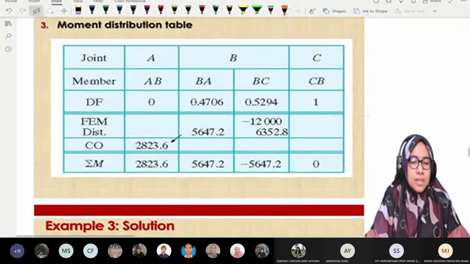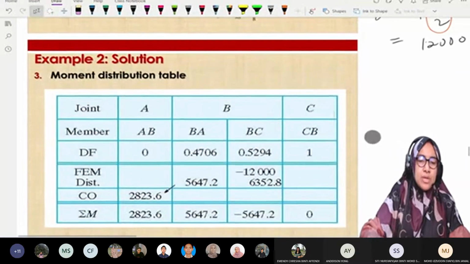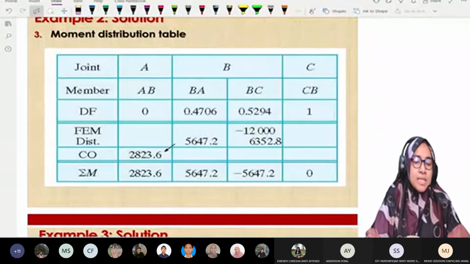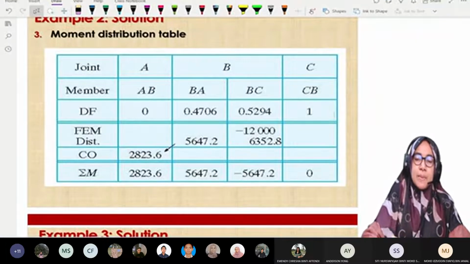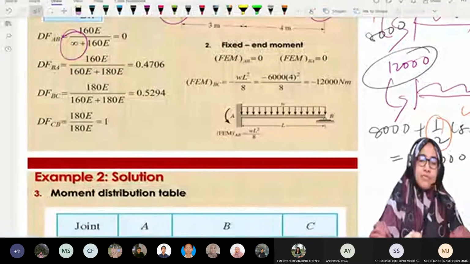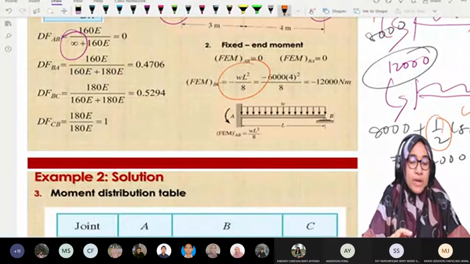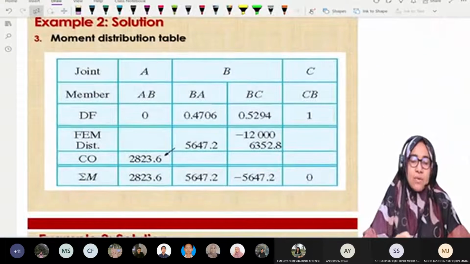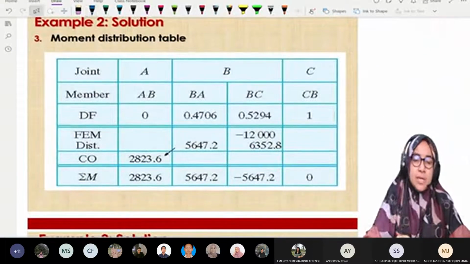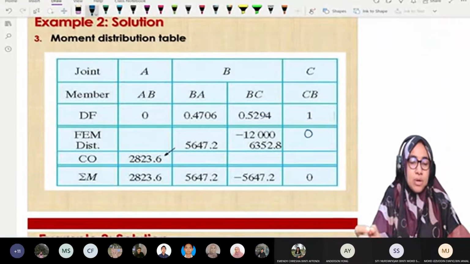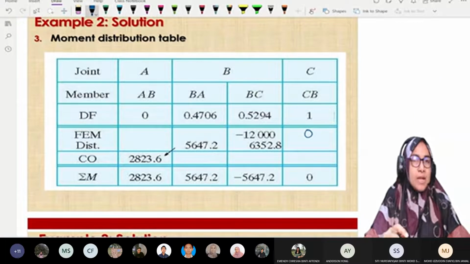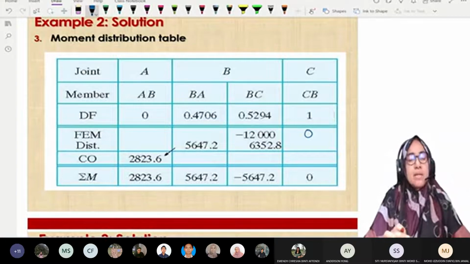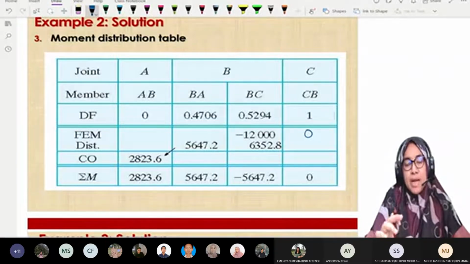this is the based on the question given. So distribution factor fixed end moment. Fixed end moment dekat sini dia pakai negative 12,000 sebab dia pakai formula yang ni. Formula WL square over 8. Okay. WL square over 8 dia dapat negative 12,000. So dekat C is equivalent to 0. So that is why yang ni memang very short.